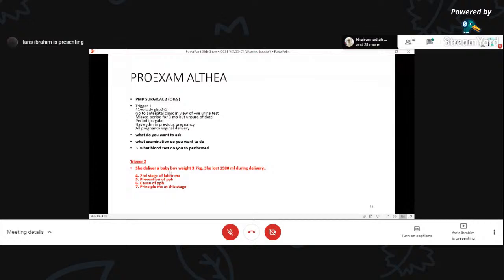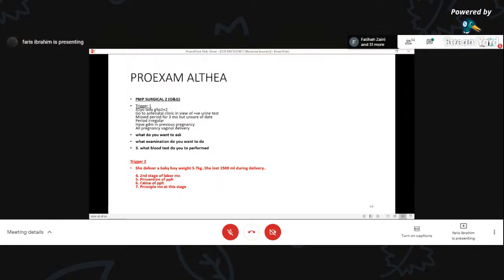Okay, so trigger 1 ni saya tak nak jawab. Saya fokus terus kepada trigger 2. So nampak ni, she delivered a baby boy weight 3.7 kg. So 3.7 kg ni besar ni kan. So dia mesti ada lagi dia punya statement ni, tapi saya tak hafal. So she lost 1,500 mils during delivery. Okay, so ni question yang dia tanya second stage of labor management. So that's why I told you that the management is very important. You need to memorize all the drugs dengan dia punya surgical intervention tu kan.